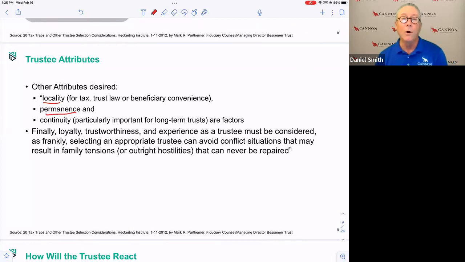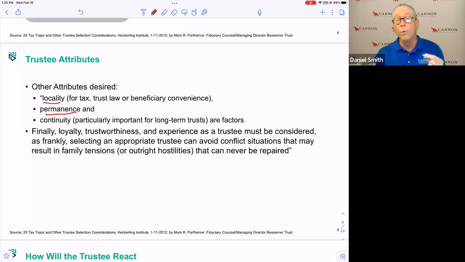When I name an individual, I'm always at risk of that individual not being capable of continuing on in that role. They might become incapacitated. They might get too busy doing other things. They might pass away. And so it's very important that I make sure that permanence is there. It's one of the things that I love about corporate trustees is I know that corporate trustee permanence will always be in place.